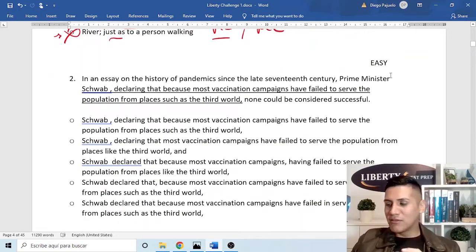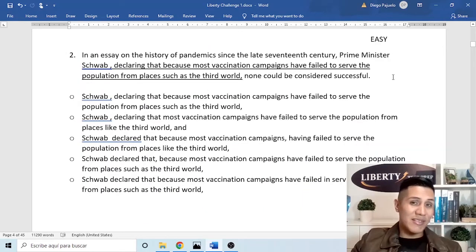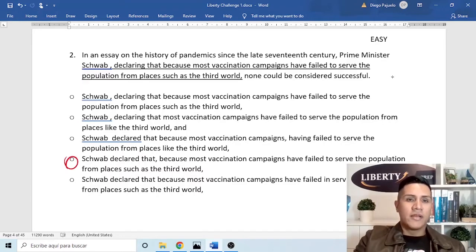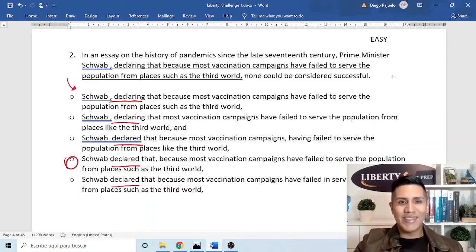Number two is a little bit more difficult than the first one, but it's still an easy question. Now, the answer I think is D here, right? Yeah, D. Now, declaring versus declared. That's the thing. When you read the first sentence, it's not even a sentence, because in order to have a sentence, you need a subject and a verb. Declaring here, this ing, this present participle, it's not a verb. You need a verb. So that's out, no verb.